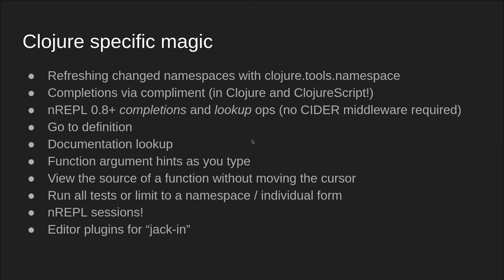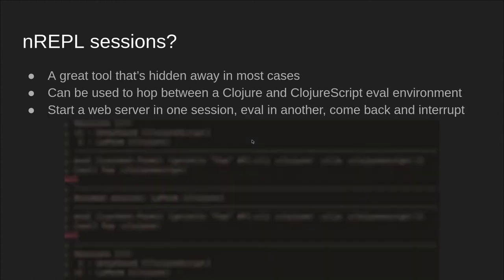We get nREPL sessions, which I'll touch on in just a second. And we get editor plugins to allow us to jack in. There's one for Vim and there's one for Emacs. I think CIDER has it built in actually. They allow you to start a REPL from within your editor while you're working on your project. And they are really useful for quickly getting a REPL open and being able to evaluate something within a file on a whim without having to remember to go set up a REPL.